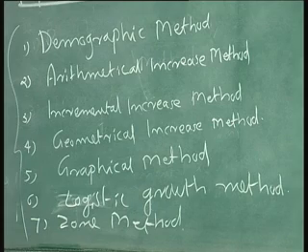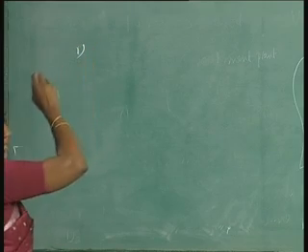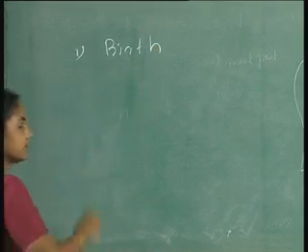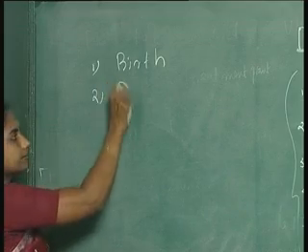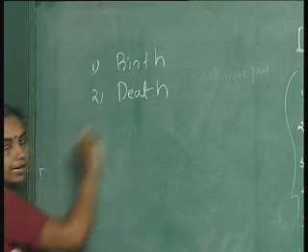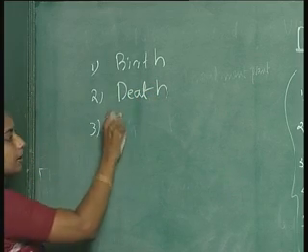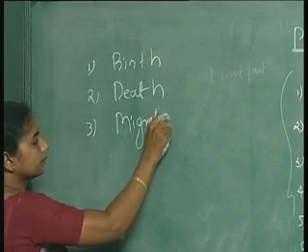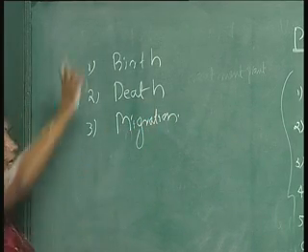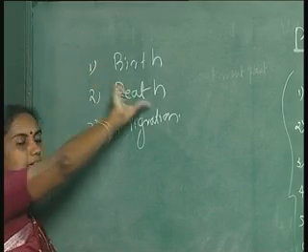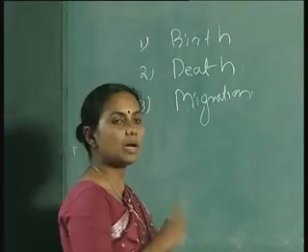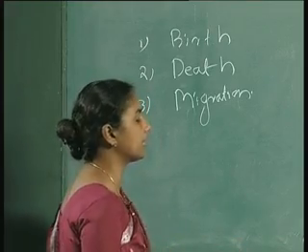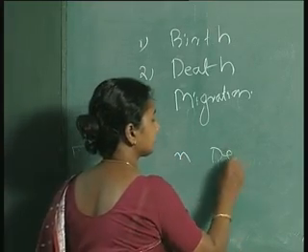In demographic method, it is the simplest method. We are finding out the birth rate, the death rate, and also the migration. If you can find out the birth rate, the death rate, and how the migration varies, then we can find out what will be the population after say n decades.